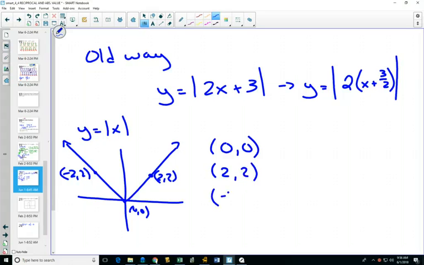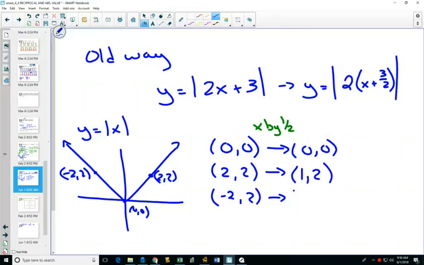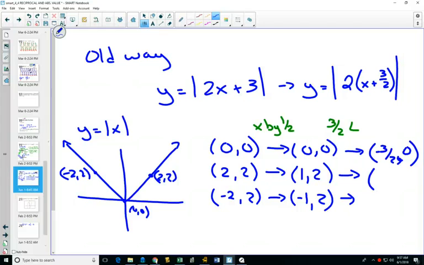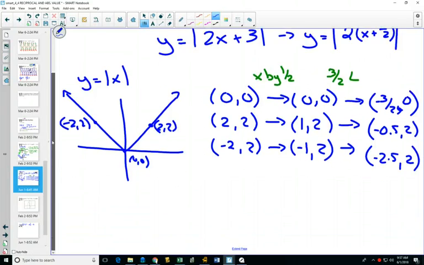And then we're going to take this graph, and our technique before would have said, okay, I'll take my points, I will do my stretches and compressions first, and I have a horizontal compression. And then I'll do my translations, and now my translation is 1.5 to the left, and so I will get negative 3 halves, comma 0, negative 0.5, comma 2, and negative 2.5, comma 2. Label those points.